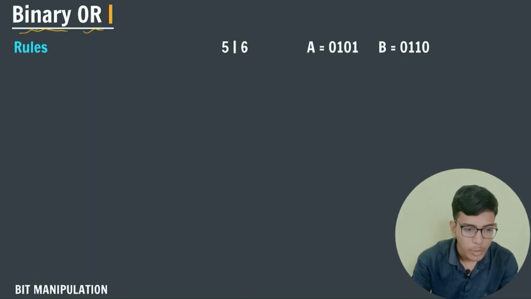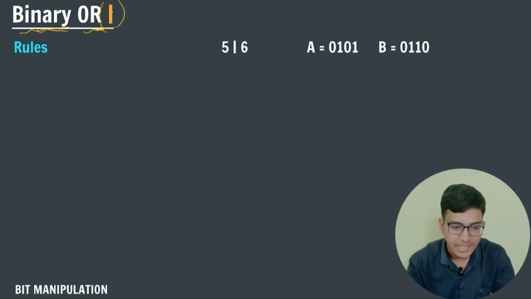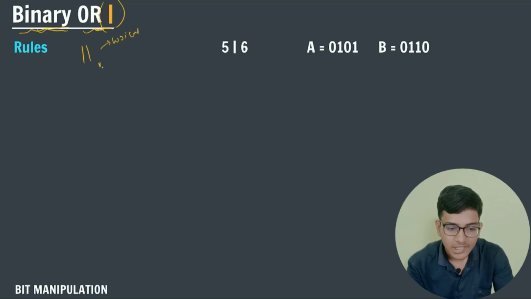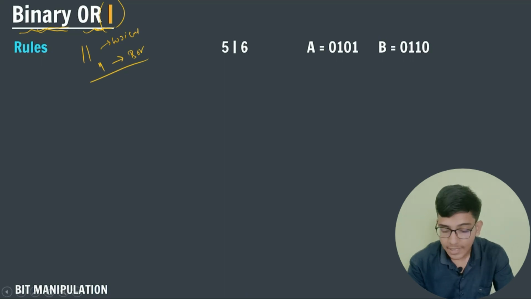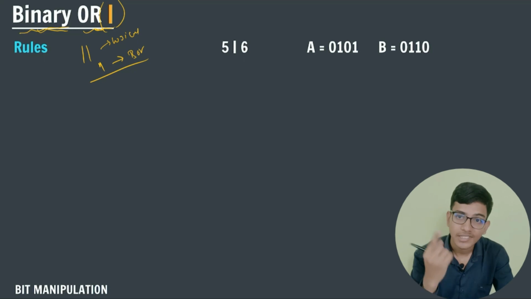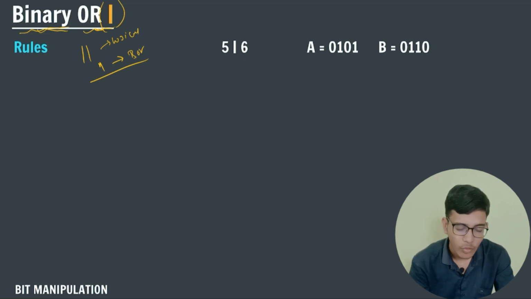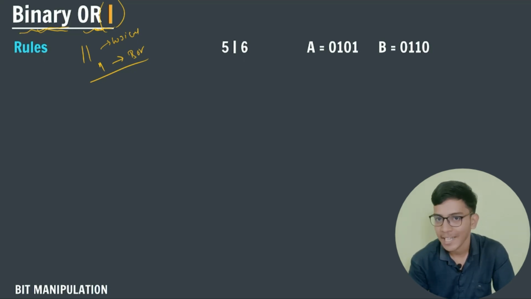Now let us talk about binary OR. Binary OR is represented by a single pipe like this. If I write two pipes, it will give me logical OR. If I write a single pipe, it will give me binary OR. You can find that single pipe button above the enter button, right? I don't know what we call it, I call it single pipe.